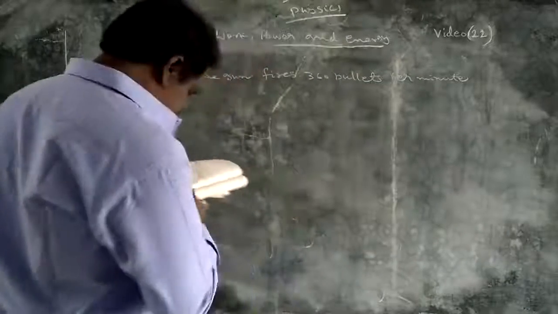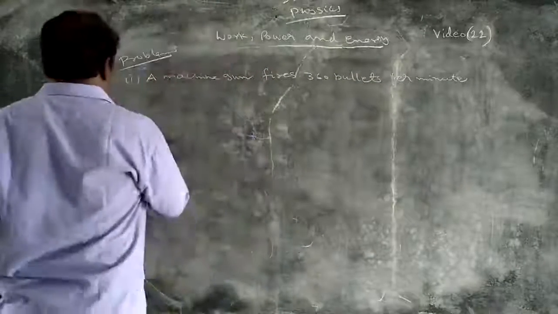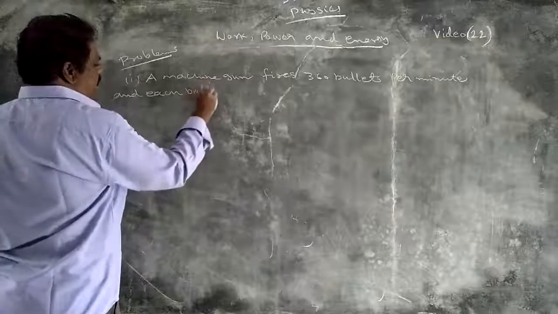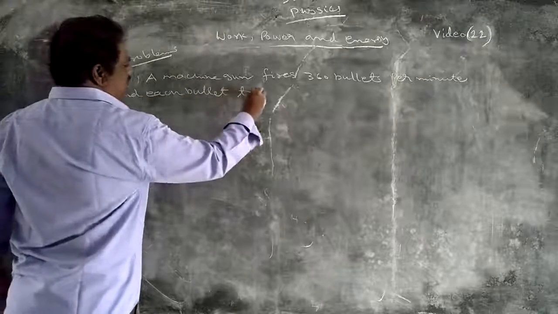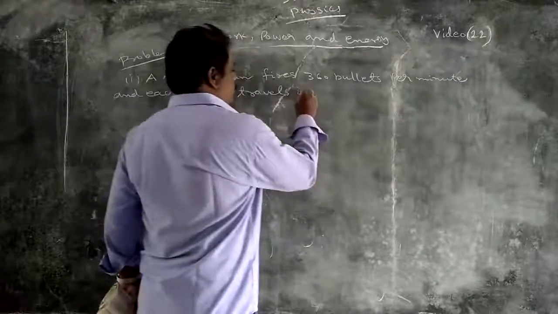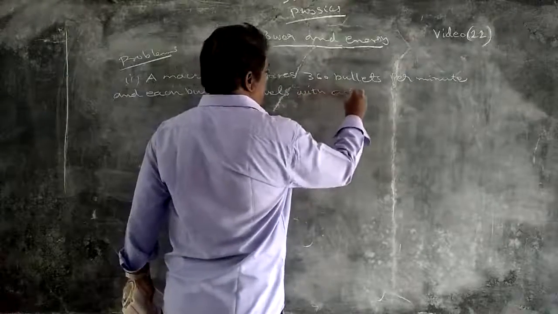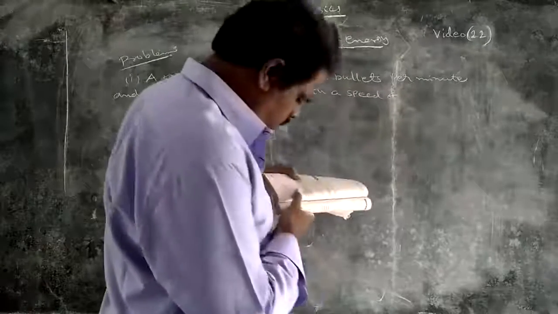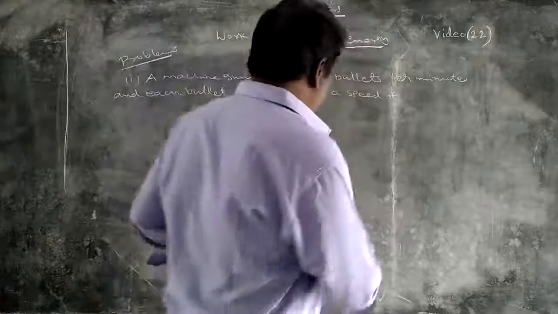And each bullet travels with a speed of 600 meters per second.